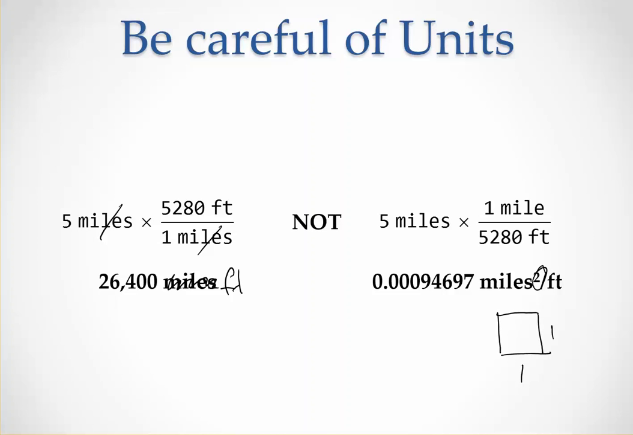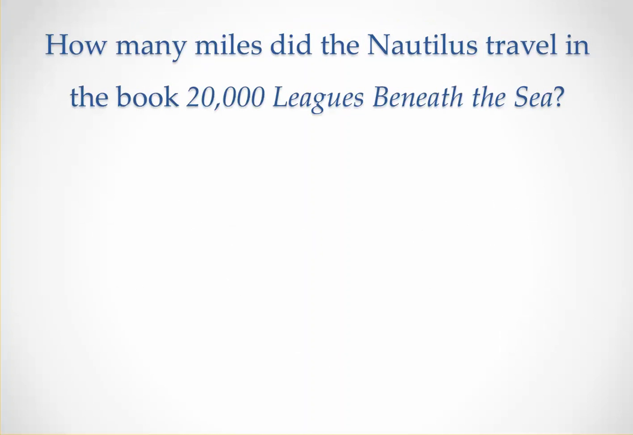Some issues students have had, for example, they might have kilogram cubed per square inches. And again, depending on the problem we're working on, those don't make sense. So don't just cancel. Those don't cancel out properly. They actually multiply. So if we look at our first conversion, how many miles did the Nautilus travel in the book 20,000 Leagues Beneath the Sea?